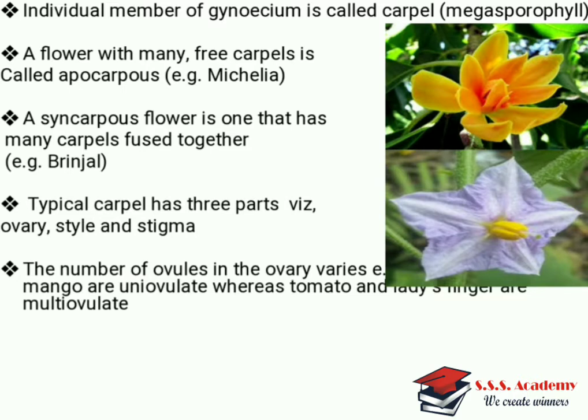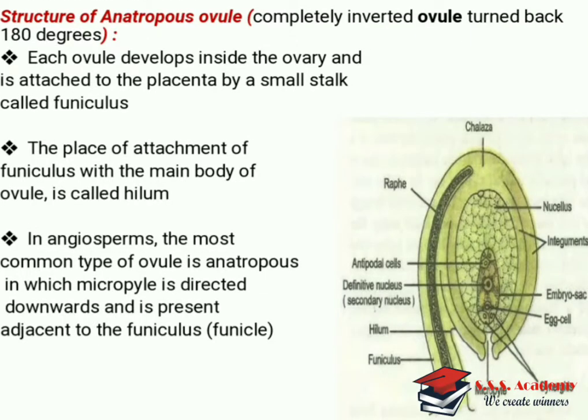Those in which only one seed is seen are uni ovulate, whereas tomato or lady's finger are so called multi ovulate, because so many seeds are present inside as far as tomato and lady's finger is concerned. So these are said to be multi ovulate, and paddy, wheat and mango are said to be uni ovulate. So this is something about the development of male gametophyte.